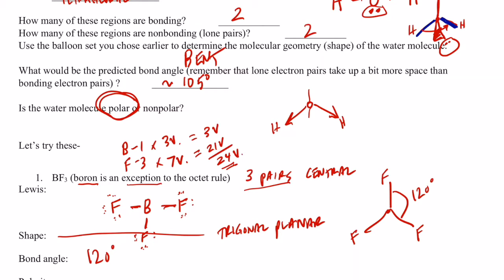How about the polarity? Well, we've got a spaceship pulling this way on the center boron, a spaceship pulling this way, and a spaceship pulling up. Aren't they all going to cancel each other out? You bet they are. So this would be a non-polar molecule.